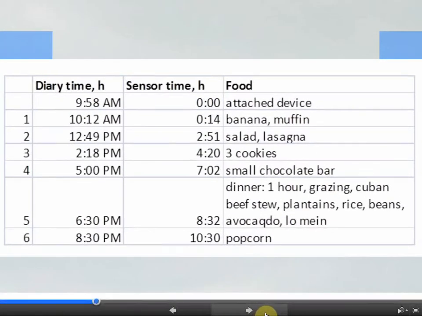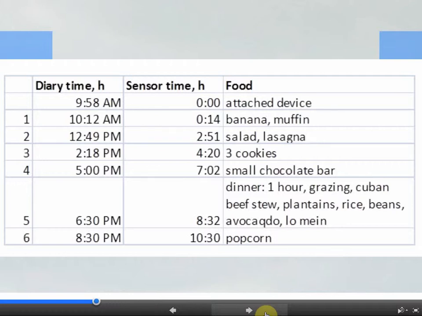That's a dietary record. That's what they look like. So this is an example of a dietary record of someone who had the throat sensor on their throat, and you can see that at every incident of eating, you record the time of the day that you ate, and you record the food that you ate. And he logged it in time with the sensor.